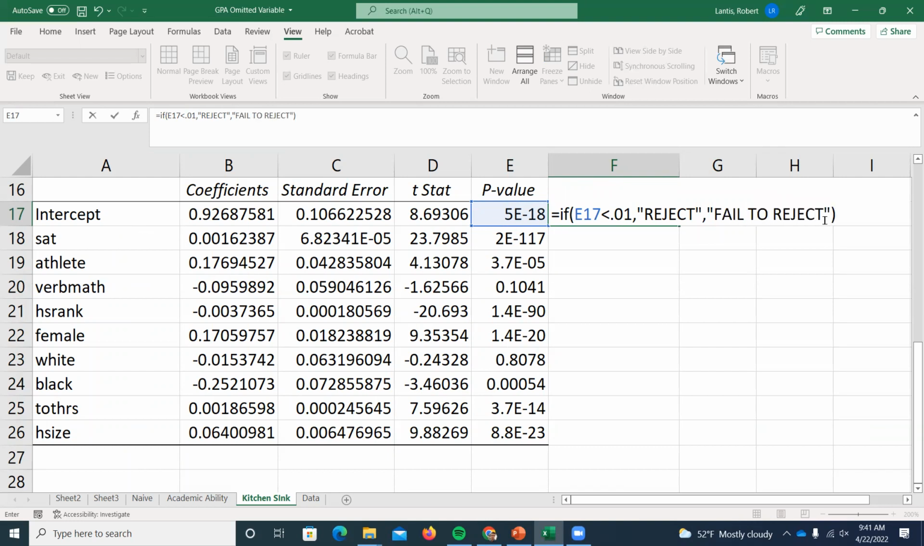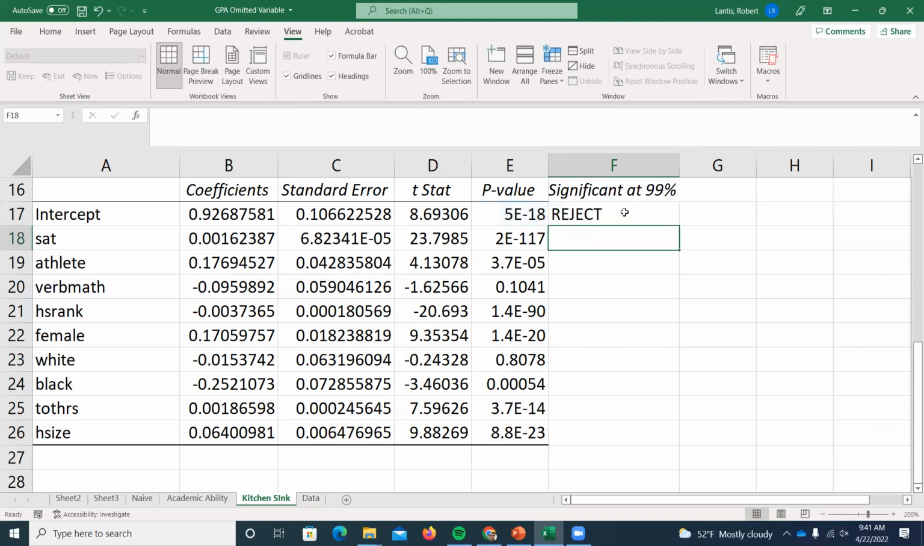Right? And then when I copy this down, it's going to compare every single p-value to that alpha of 0.01, and I'll quickly be able to determine for which of these variables I can reject that null hypothesis, right? And if I'm rejecting the null, what I'm really saying is I found that there's a significant relationship between this variable and my dependent variable, or the Y variable, in this case, college GPAs. So I copy this down.